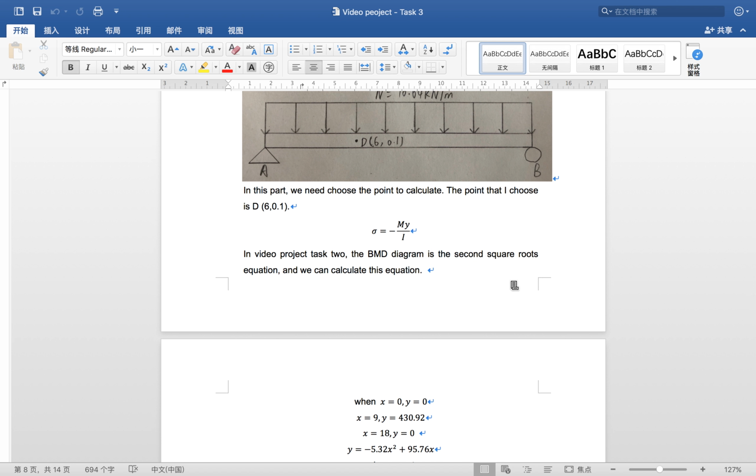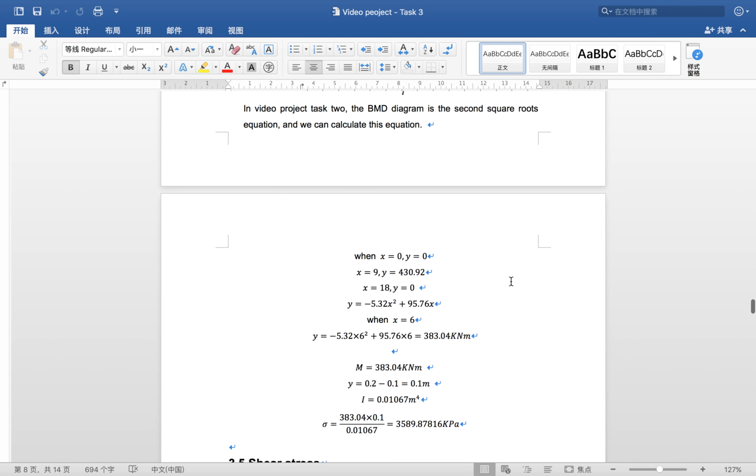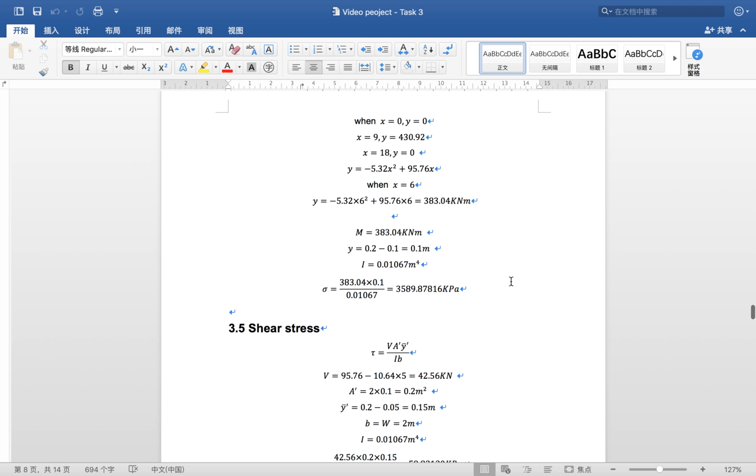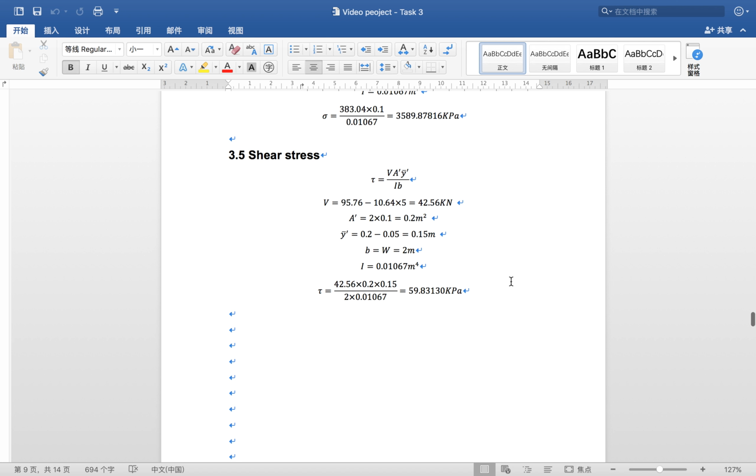And for the bending stress, we use the same point as with the single force and follow sigma equals My divided by I. In this case the M is a little bit difficult. We should use the bending moment diagram from VP task 2 to find the second order equation of the curve. Finally, when x equals 6, M is equal to 383.04 kilonewton meter. Finally, sigma is 3,589.87816 kilopascal.